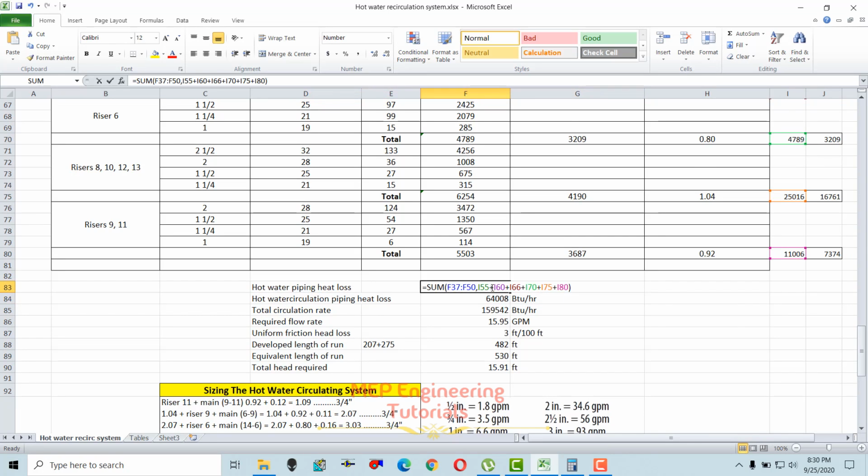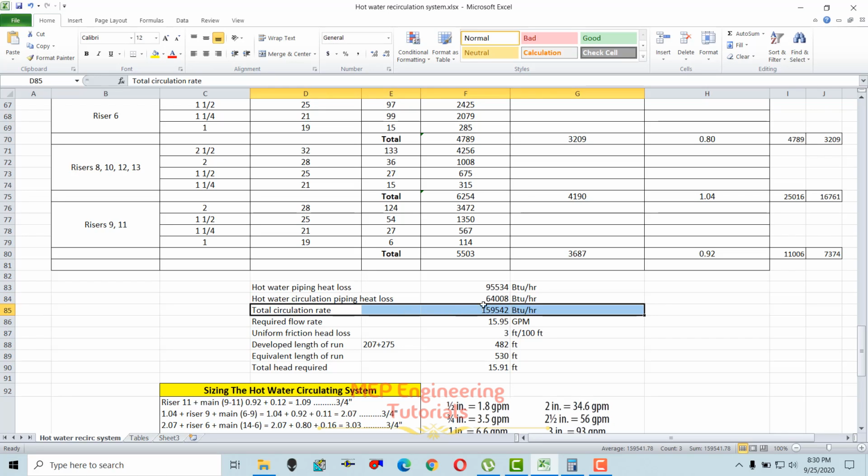If you sum up the hot water piping heat losses, it's around 95,534 BTUs per hour, and for recirculation losses, this one is around 64,000 BTUs per hour. Hot water recirculation piping loss 64,000. So what will the total be? It will be the sum of both hot water piping plus hot water recirculation piping, that is 159,542. That means almost 160,000 BTUs per hour.